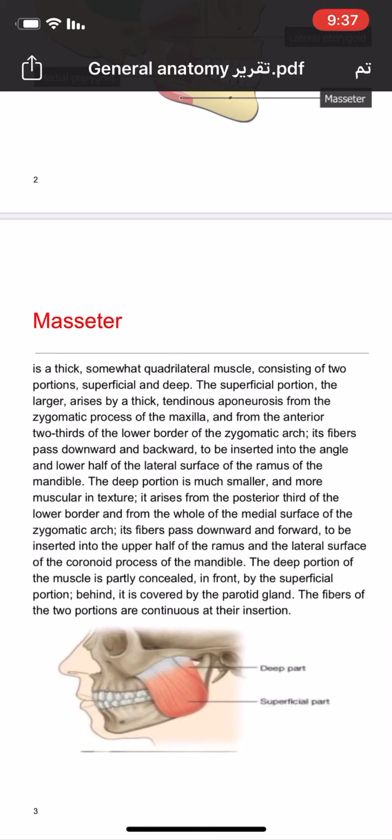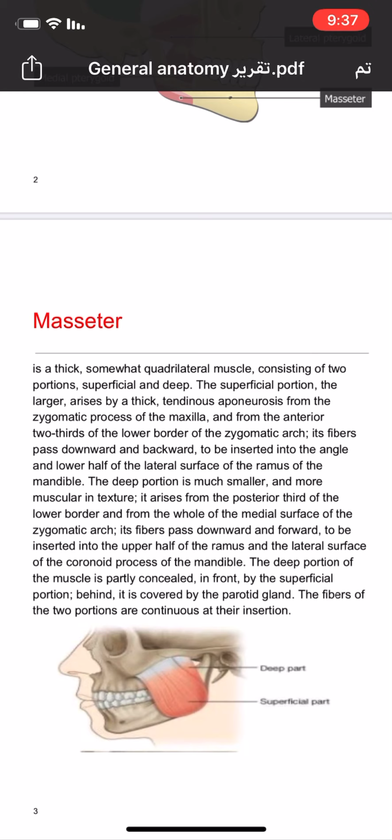The fibers pass downward and backward, inserted to the angle and the lower half of the lateral surface of the ramus of the mandible. The deep portion is much smaller and more muscular in texture. It arises from the posterior third of the lower border and from the whole of the medial surface of the zygomatic arch. Its fibers pass downward and forward.